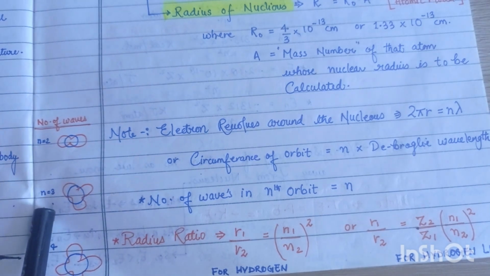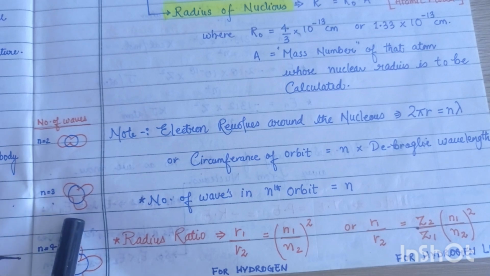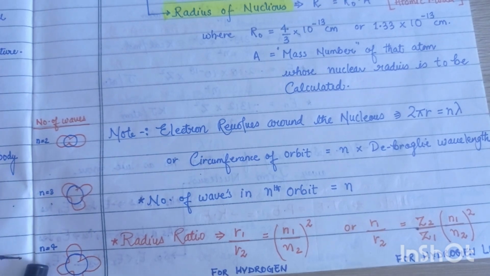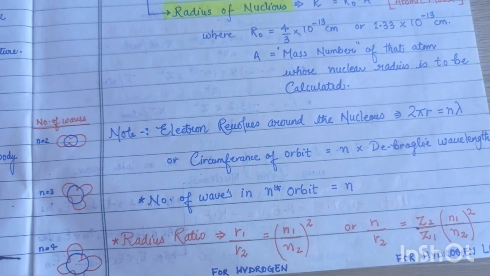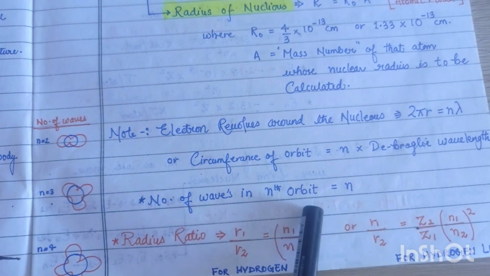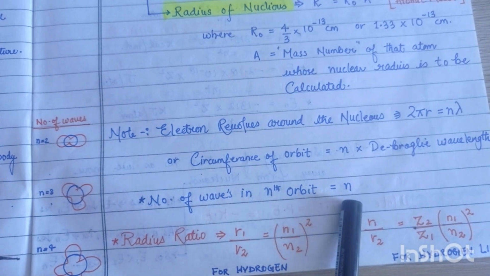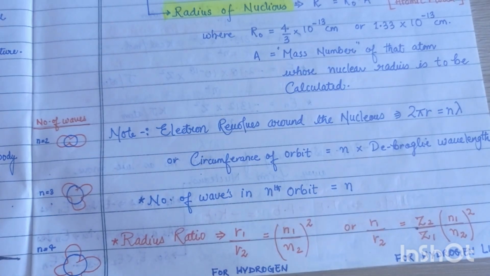How many waves are present when the orbit number is 3? 3 waves are present. Similarly, how many waves are present when n is equal to 4? The answer will be 4. This is very, very important for MCQ questions in the NEET and JEE examinations. They may ask the number of waves in the nth orbit, then your answer will be n. If I ask how many waves are present in the 5th orbit, please comment. Answer will be 5. How many waves are present in the 7th orbit? Answer will be 7.